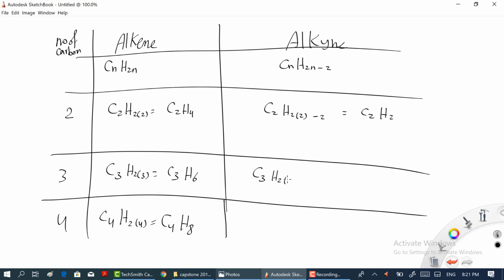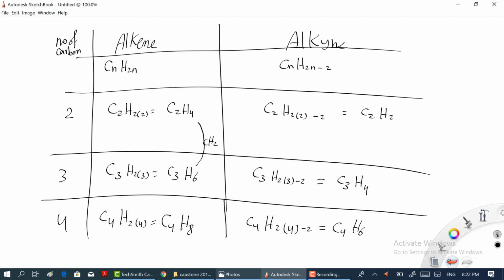In this case, for CnH2n subtract 2, with 3 carbons, 6 subtract 2, 4, so it will be C3H4, and with 4 carbons, C4H6. In all cases we'll find they differ from each other by CH2.